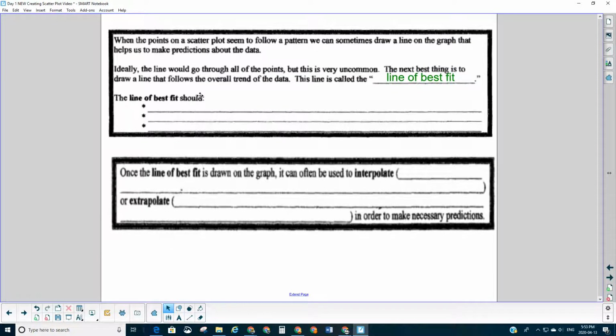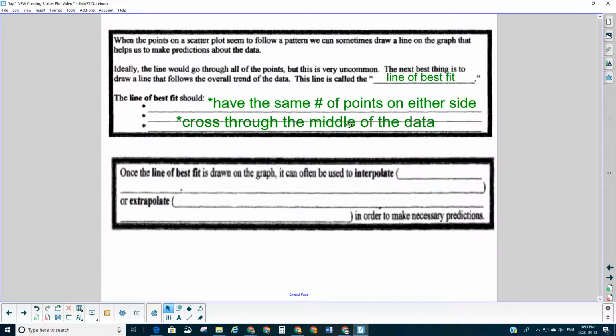A couple of pieces of advice that I suggested: have the same number of points on either side of the line of best fit. That's very helpful. You'd like it to cross through the middle of the data, like an average of all the data. And you want to extend it beyond the actual data, going further on both ends, so that you can use it to predict other data.